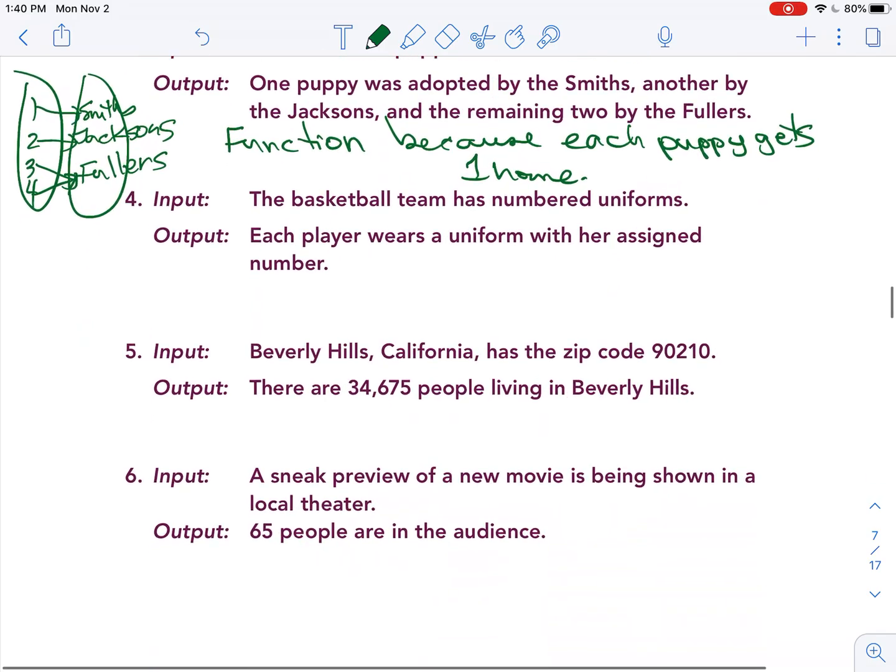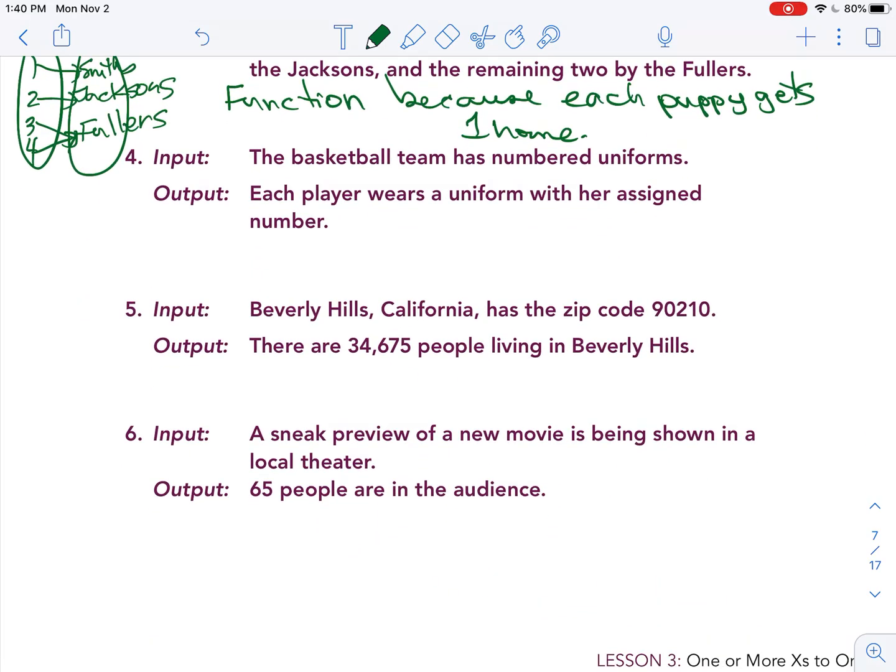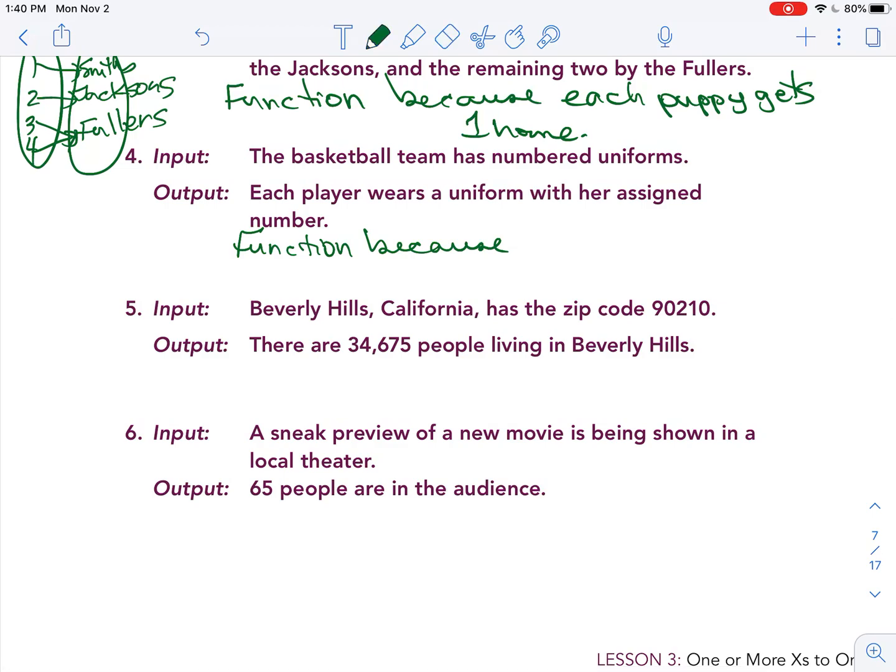Okay. This next one. The basketball team has numbers on the numbered uniforms. Each player wears a uniform with her assigned number. So this is a function because, how do I want to say this? I want to say one uniform goes to one person.